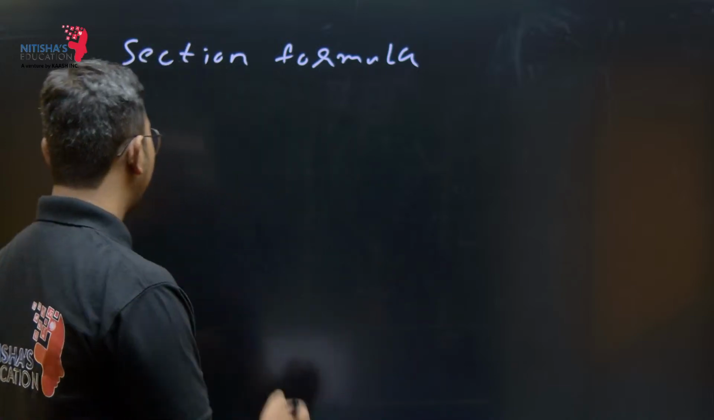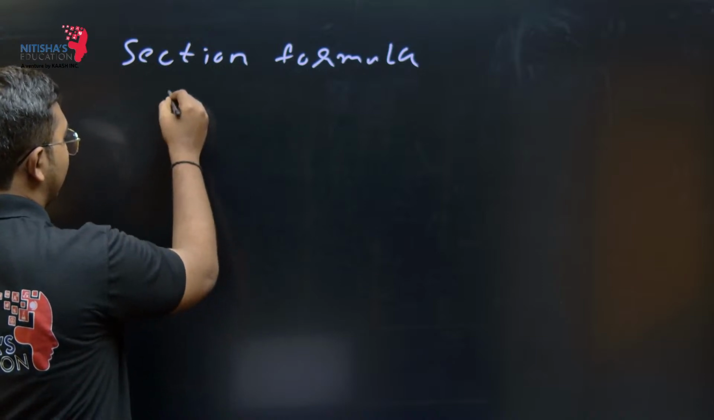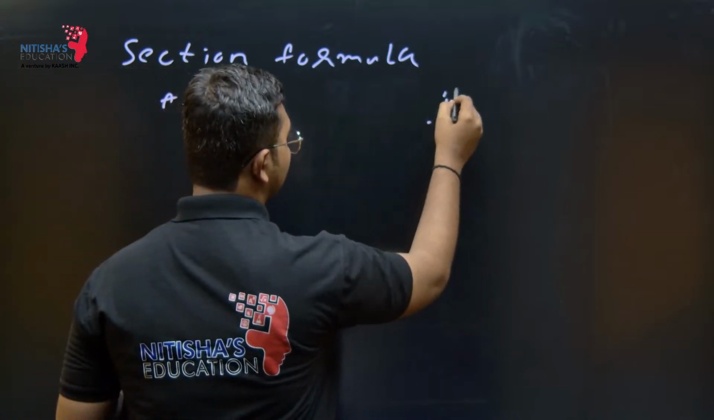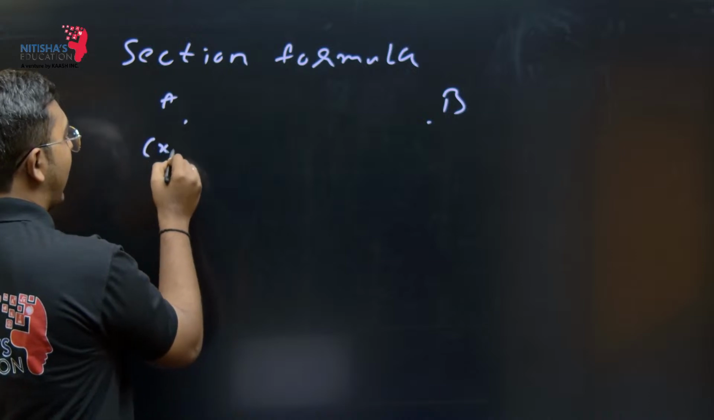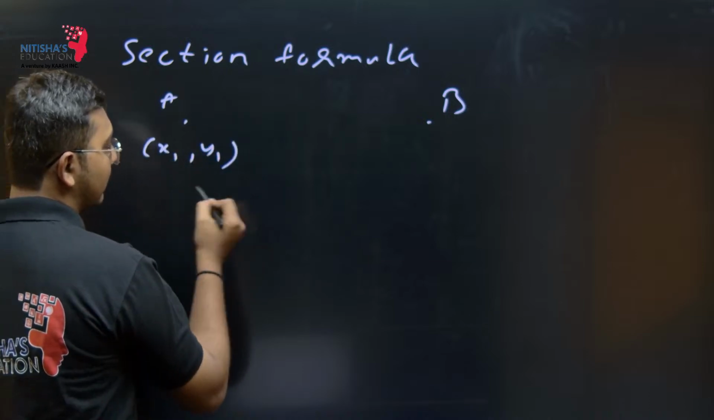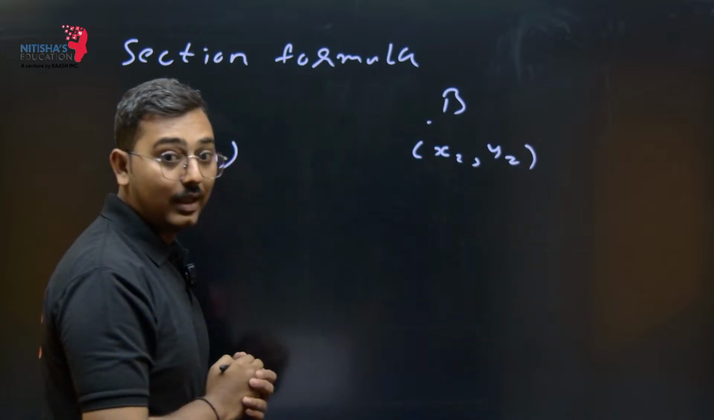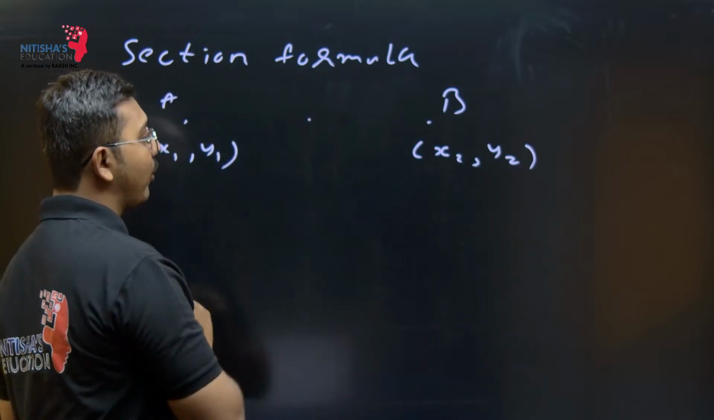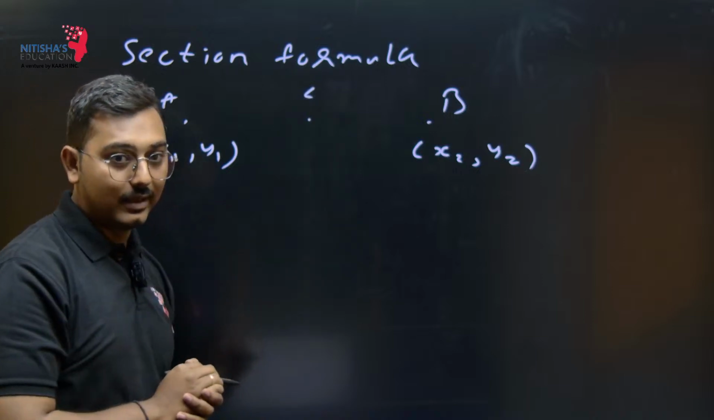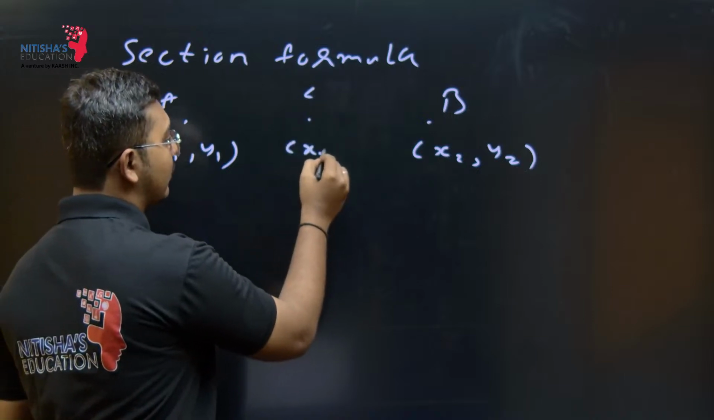For an example, let us say this point is A, this point is B. Both these coordinates are x1, y1 as usual, x2 and y2. Now here a small point C is being considered and it is named as x comma y.